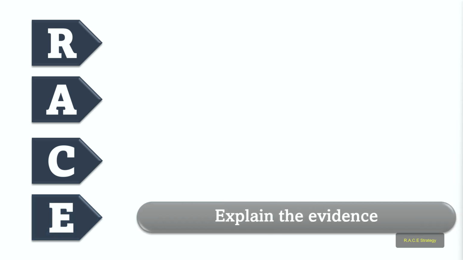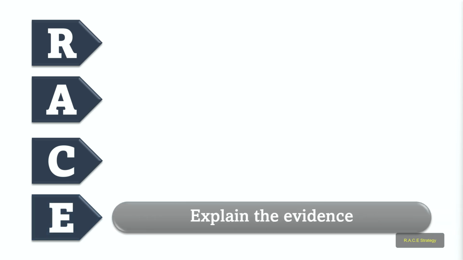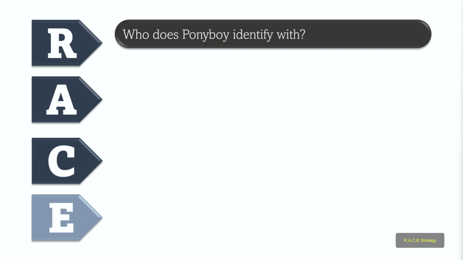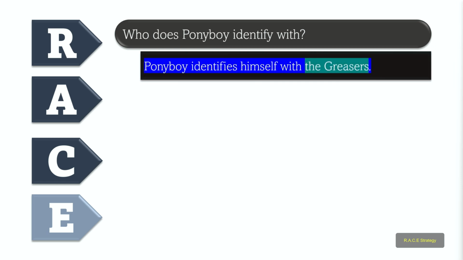Now let me concentrate on the E, which has to do with explaining the evidence. So, in other words, I need to discuss the evidence and how it supports my answer. This is what I have so far. Here's the question I have been trying to answer. Who does Ponyboy identify with? Here's the answer. Ponyboy identifies himself with the greasers.